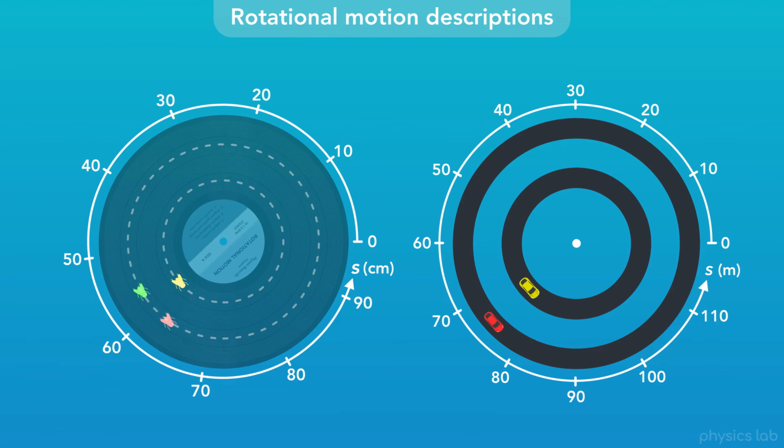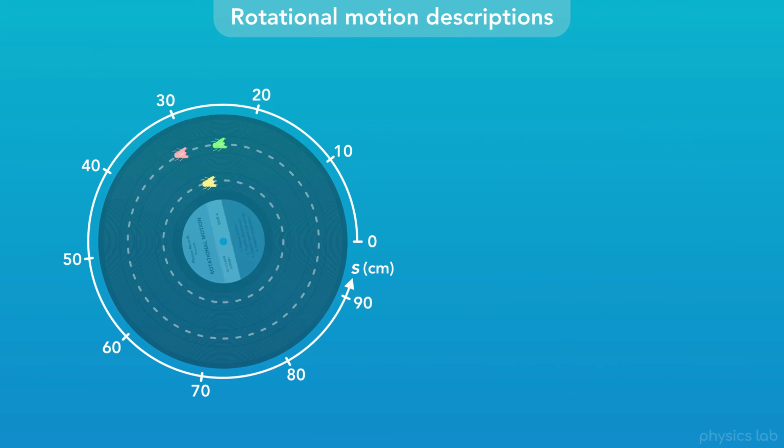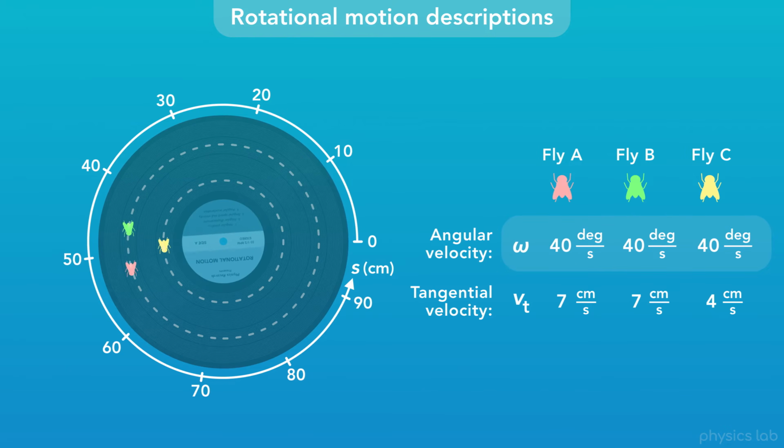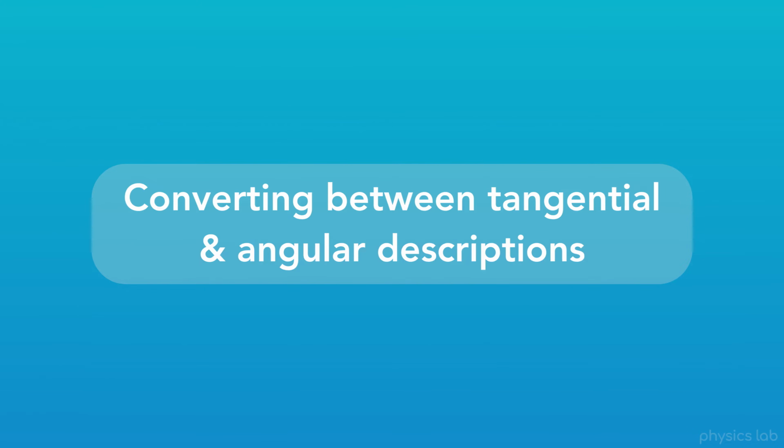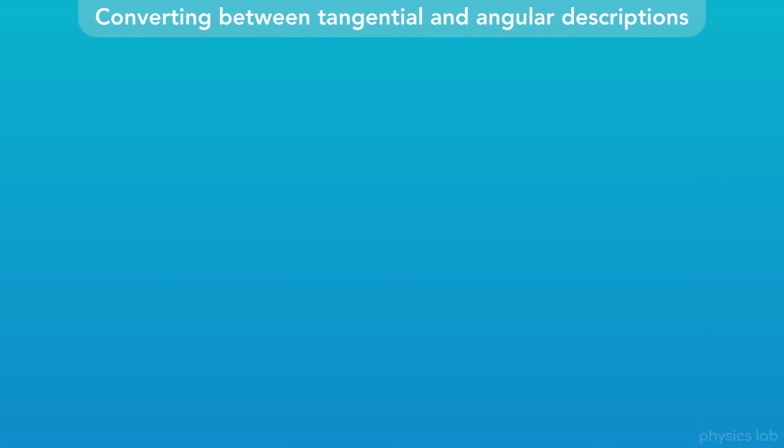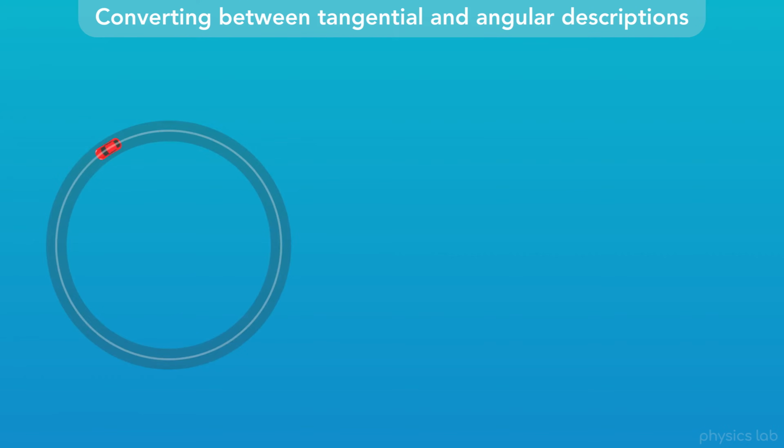We call the distance between the circumference and the center of a circle the radius, and it turns out that we can convert between an object's angular motion and its tangential motion by using the radius. With that in mind, let's move on to the final topic, converting between tangential and angular descriptions. Let's think about how we might do this using an example.